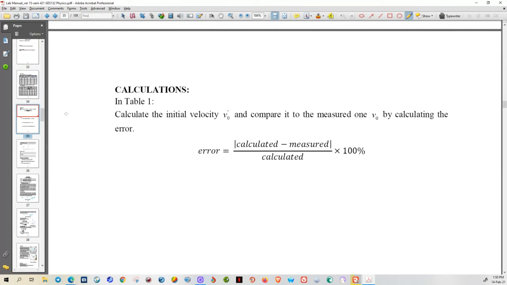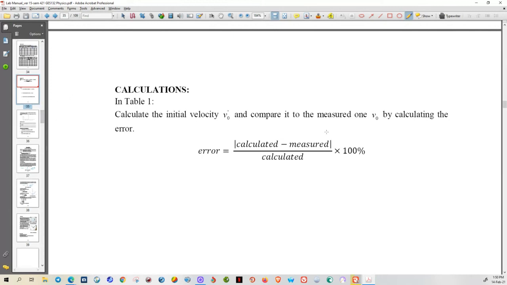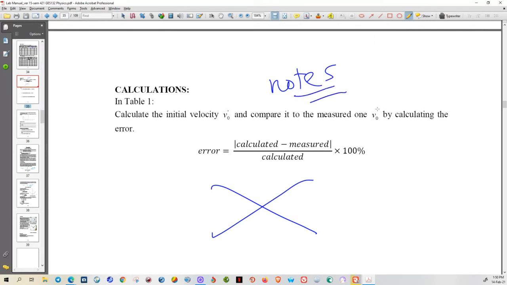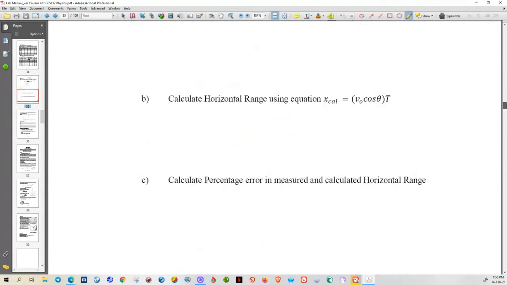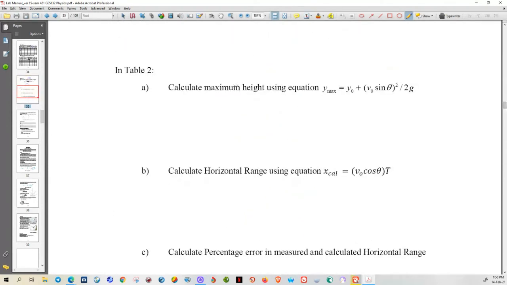In table 1, just go to calculation, okay? This is not for you to answer. There's no need to answer this. This is just notes for you to guide. This is just the rules, okay? For table 1, you will use this. What about table 2? Later you will have table 2 for this, okay?